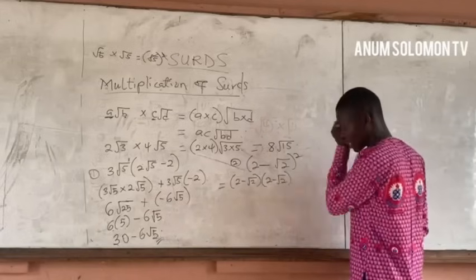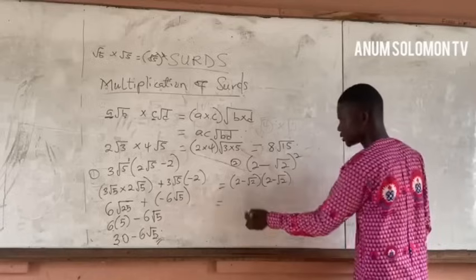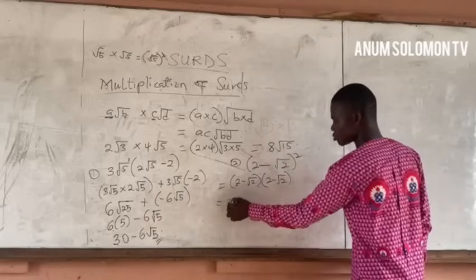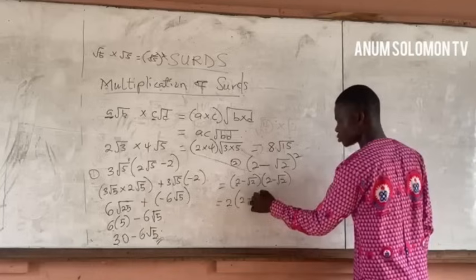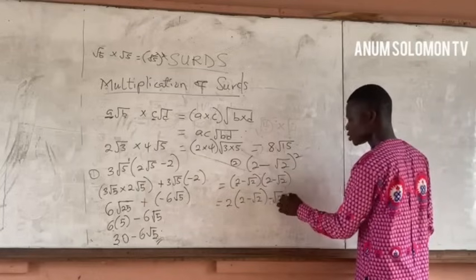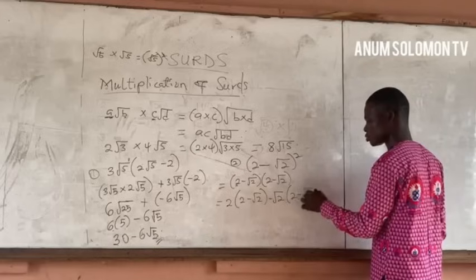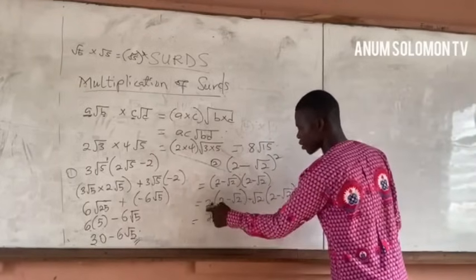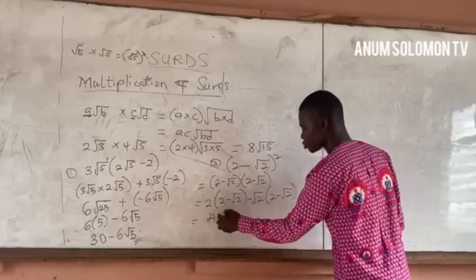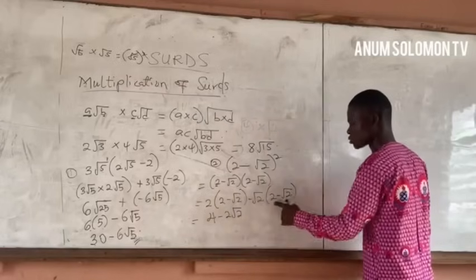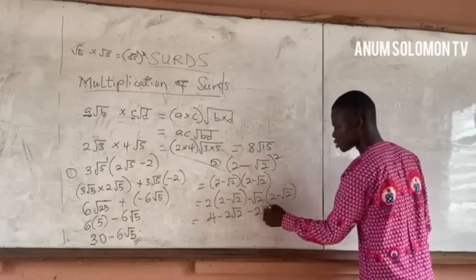So we have to take our time and expand this bracket, taking the term here to expand each of the terms here. You have 2 times 2 minus root 2. After that, take the minus root 2 times 2 minus root 2. So we have 2 by 2 is 4. 2 by minus root 2 is minus 2 root 2. Minus root 2 times 2 is minus 2 root 2.